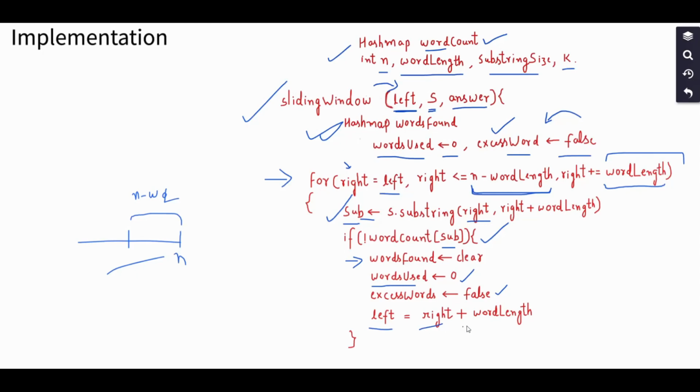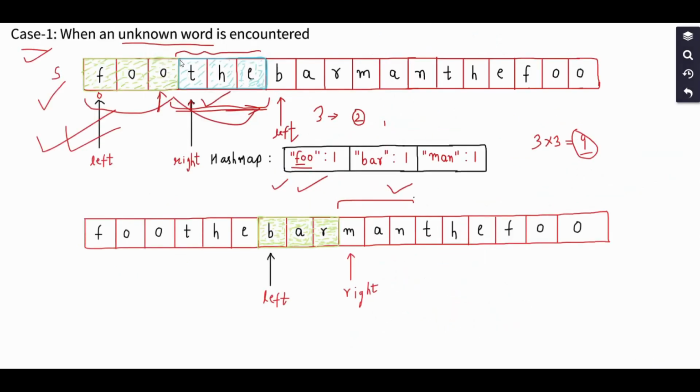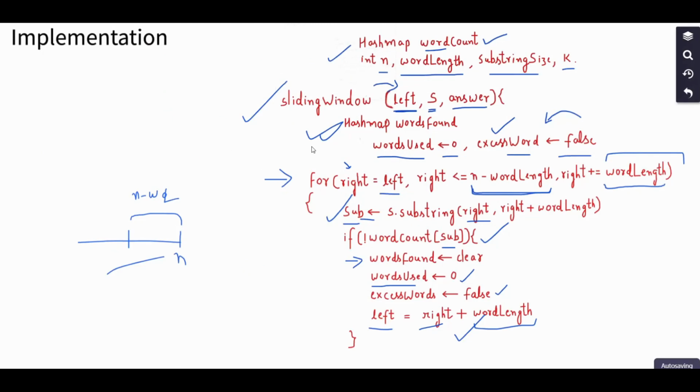And the left pointer would be moved word length ahead of the right pointer, which I explained here. Since I encountered the unknown word here, the left would be moved 3 characters ahead of the right pointer, that is here. That's what I'm doing in this case. So this is the case number 1 which I discussed in the first slide.